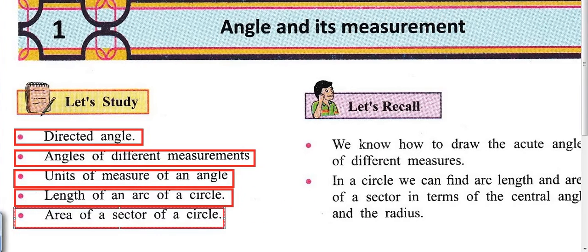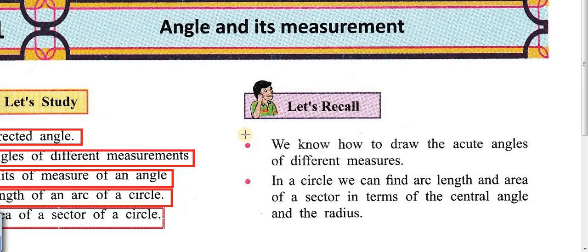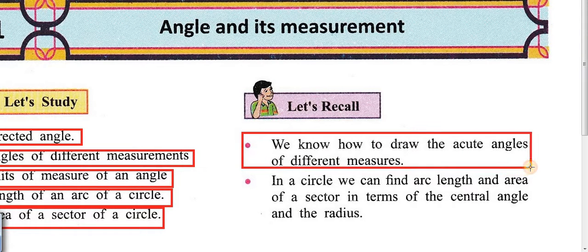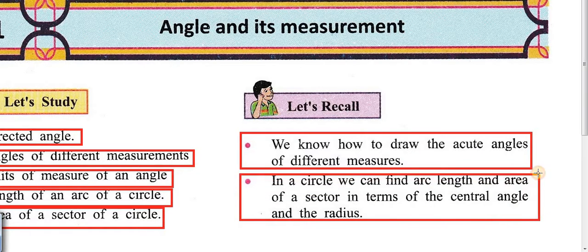We have already studied in previous standard the technique to draw acute angles, and in a circle we can find arc length and area of a sector provided the measurement of central angle is known.